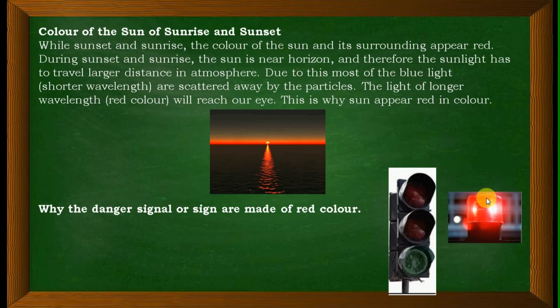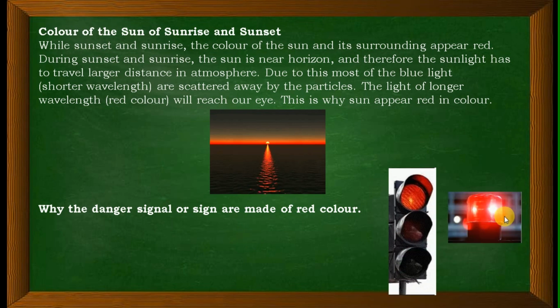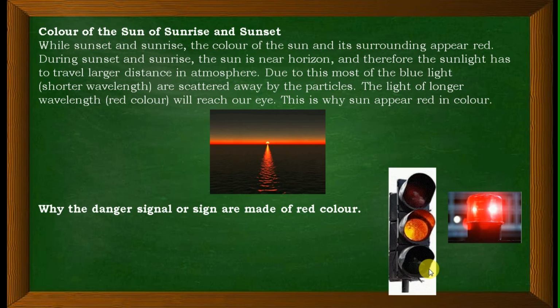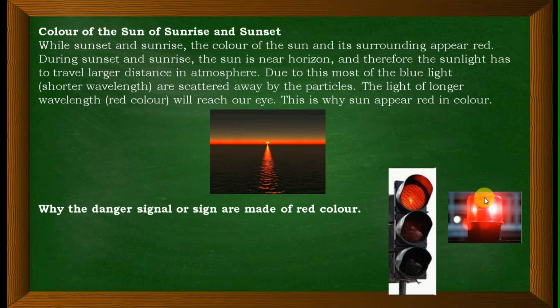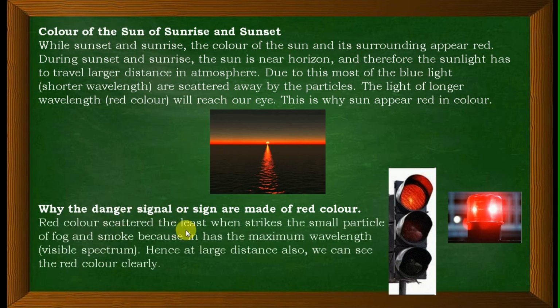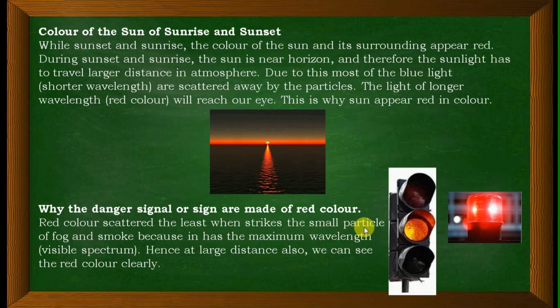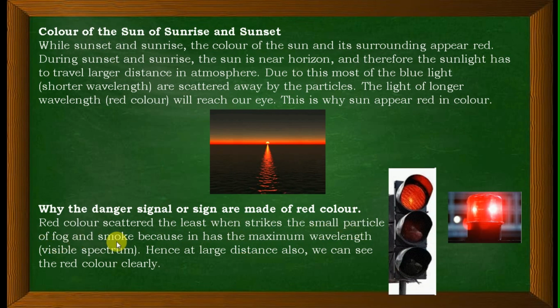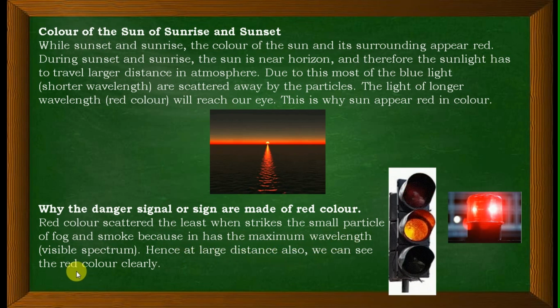For example siren, police siren, ambulance, it is blue color, I mean dark blue color, or the red color. So why are the danger signal signs made of red color? Red color is scattered the least when it strikes the small particles of fog and smoke because it has a maximum wavelength. Hence, at large distance also we can see red color clearly. Okay, that is the concept.